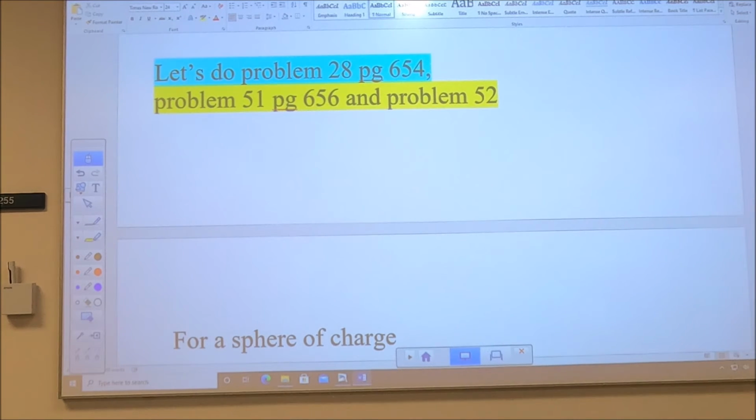So let's look at problem 28. Then we may or may not look at problems 51 and 52, but if we don't do them, you guys are going to do them on your own. And then we're going to talk about a sphere of charge. Okay, guys, problem 28.